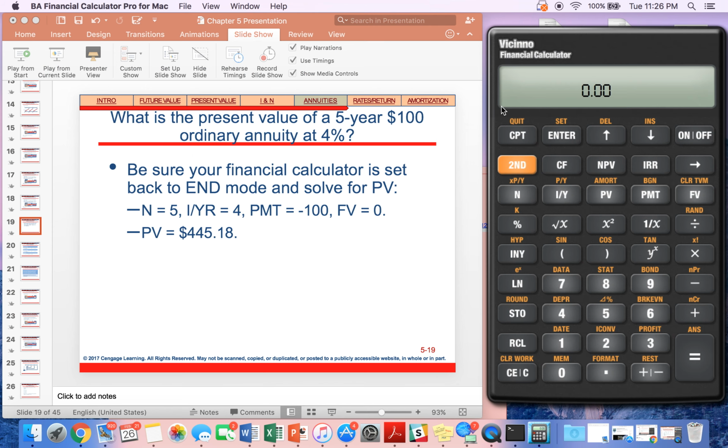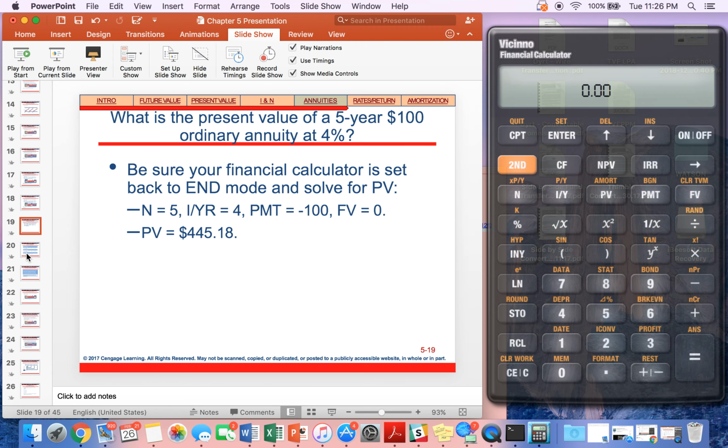So 90% of the time you're going to deal in end mode in your calculator because we're generally dealing with ordinary annuities. Unless you see annuity due, that is the only time that you need to change your calculator back into beginning mode, okay? So it's probably a good habit to always make sure that this upper right-hand corner is empty, doesn't say anything unless we're dealing with annuity due.